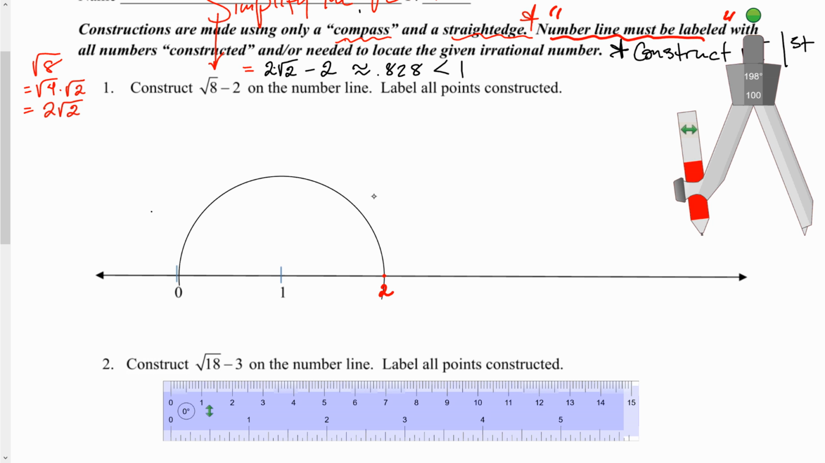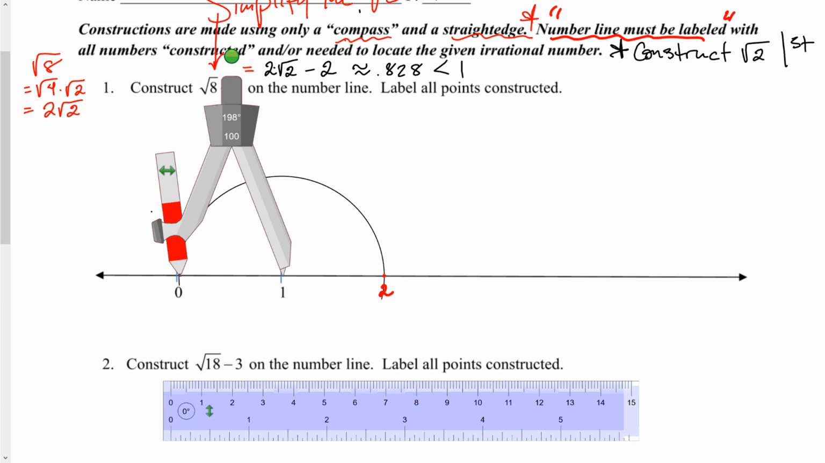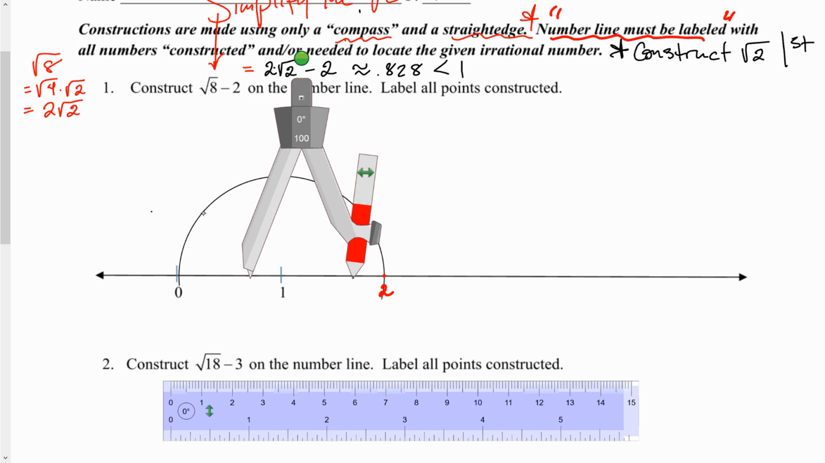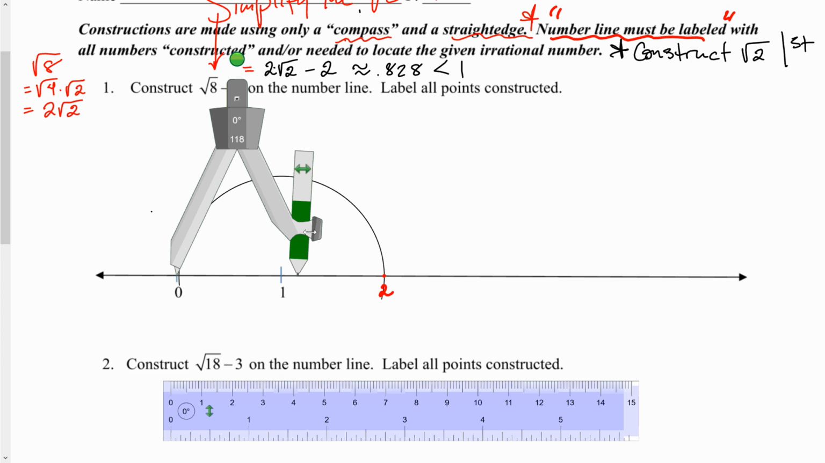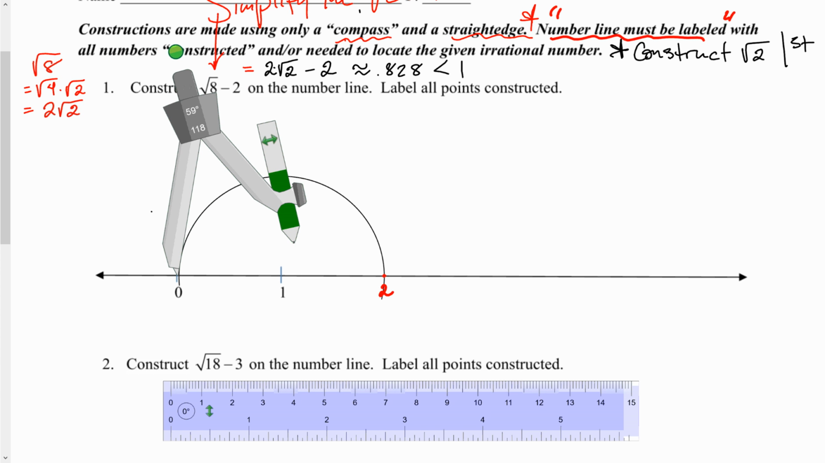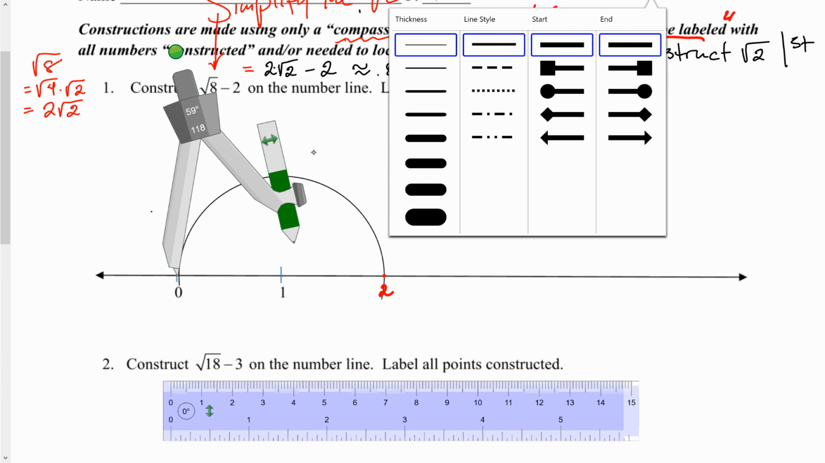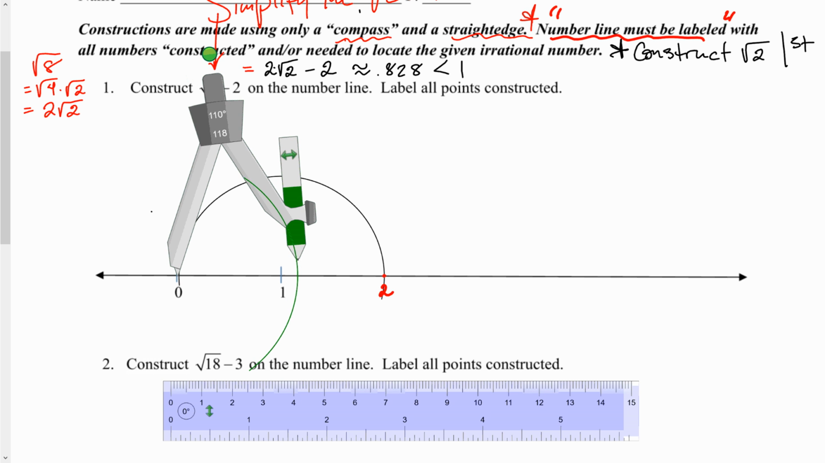Now what I want to do is construct the perpendicular bisector between 0 and 2. So here we go. At 0, I'm going to switch colors. I'm going to adjust the radius a little bit more than halfway. That's too thick. You want your lines thin. Make sure your pencil tip is sharp and you're doing things the right way.